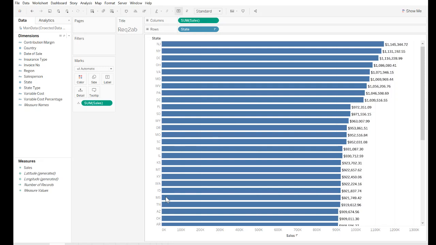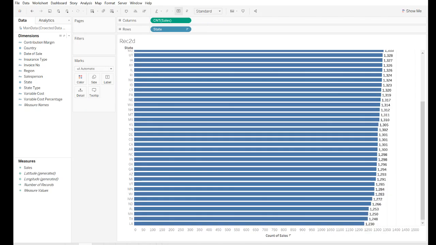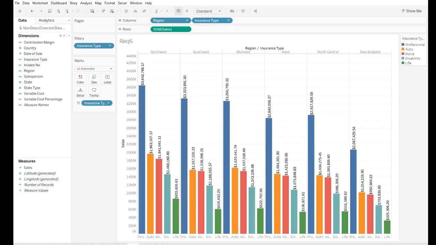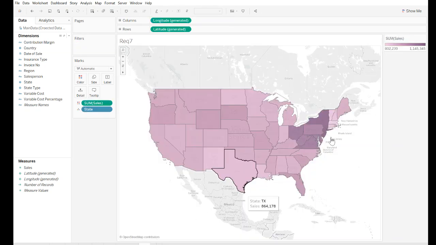And I think that about summed it up. I've touched on all of the requirements. I've talked about the trends. Again, this is a really good graph. It just shows you really where the regions are and how much they're spending on insurance.